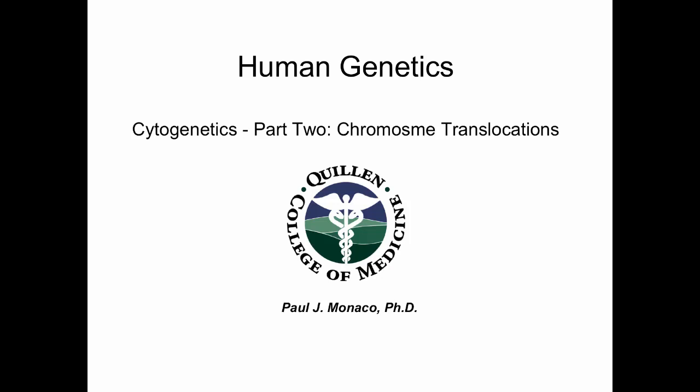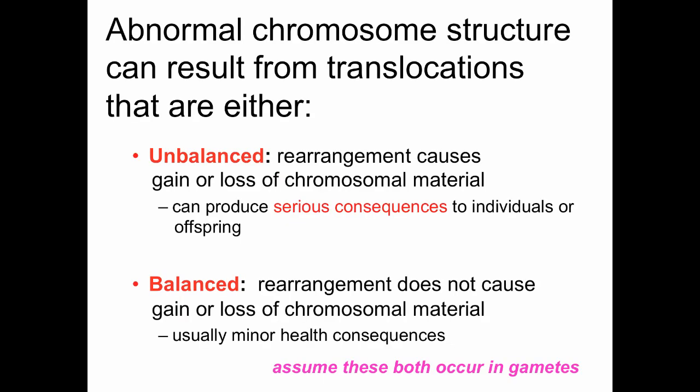Our final podcast in our series on cytogenetics is going to deal with chromosomal translocations. Abnormal chromosome structure can result from translocations that are either unbalanced or balanced. Unbalanced would be rearrangement that causes gain or loss of chromosomal material. This can produce serious consequences to individuals or to offspring.